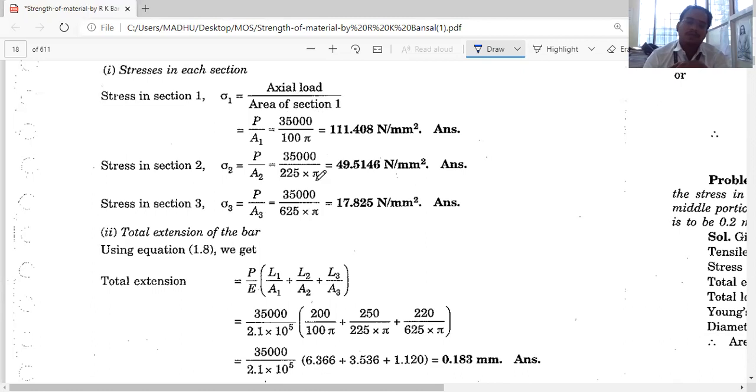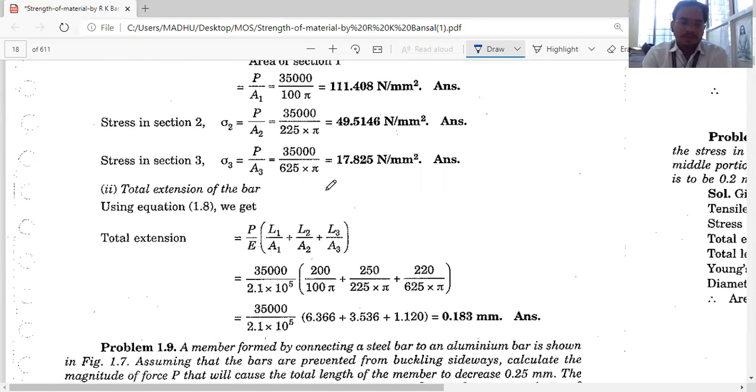For all these three, the load is the same because of the principle of transmissibility. The load can act anywhere along its line of action. We can take it anywhere on the line of action. So these will be the stresses. And coming to the extension, the overall change, not strain. We are not finding strain independently, but we are finding the total change in length. So P by E into L1 by A1, L2 by A2, L3 by A3. On substitution, we get 0.183 mm as the answer.